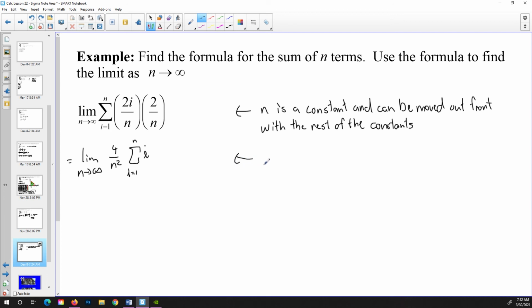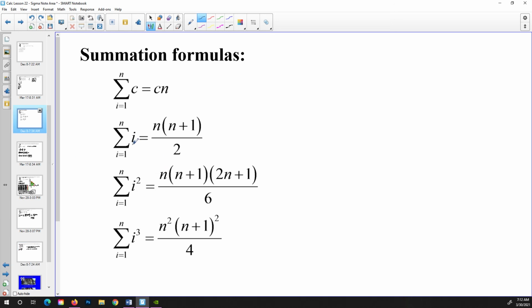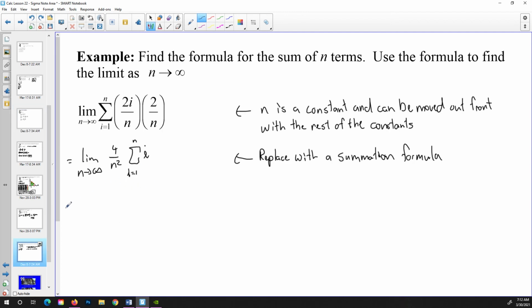So now I'm going to replace this with a summation formula. And if you look back here, the i formula is replaced with n times n plus 1 all over 2. So this equals the limit as n goes to infinity of 4 over n squared times n plus 1 all over 2. And so now we're in a situation like the last example.